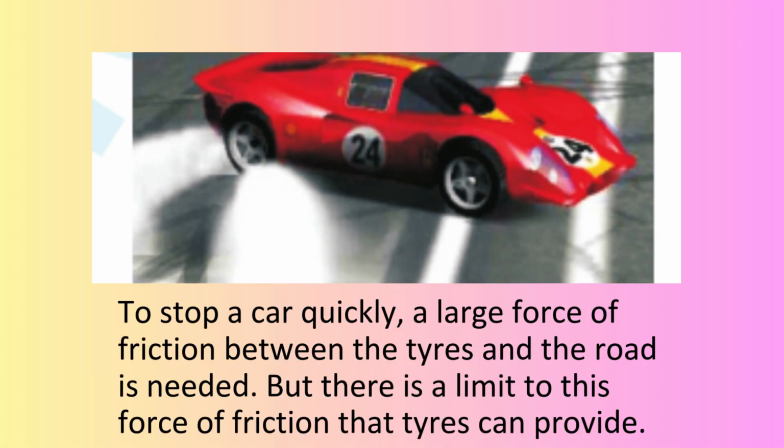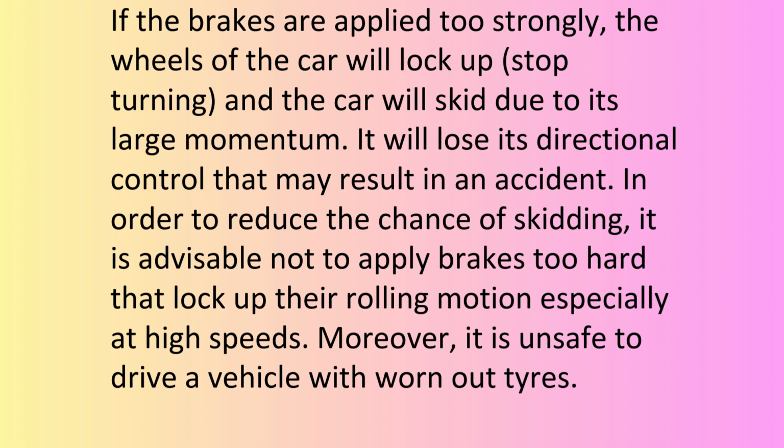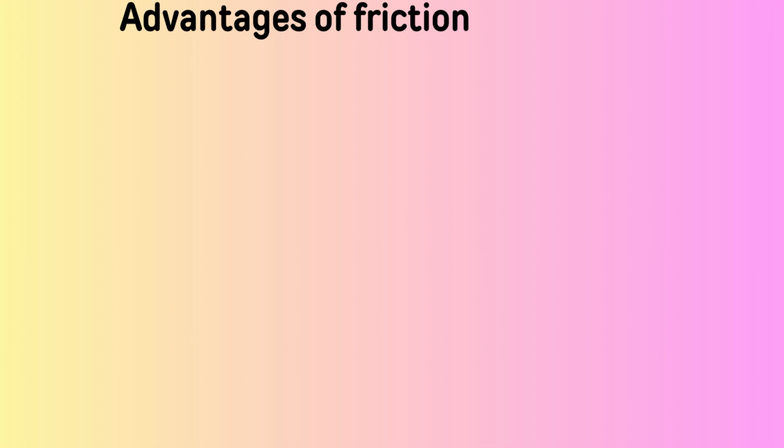Braking and skidding. To stop a car quickly, a large force of friction between the tires and the road is needed. But there is a limit to this force of friction that tires can provide. If the brakes are applied too strongly, the wheels of the car will lock up, stop turning, and the car will skid due to its large momentum. It will lose its directional control, which may result in an accident. In order to reduce the chance of skidding, it is advisable not to apply brakes so hard that they lock up the rolling motion, especially at high speeds. Moreover, it is unsafe to drive a vehicle with worn-out tires.